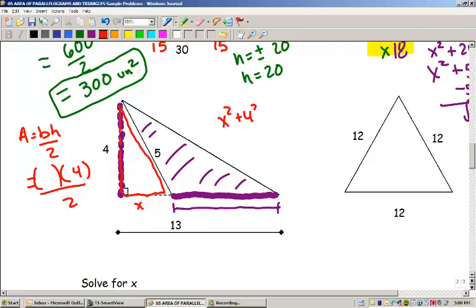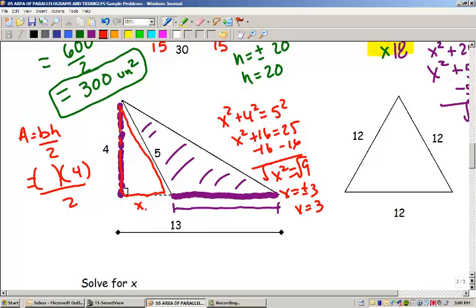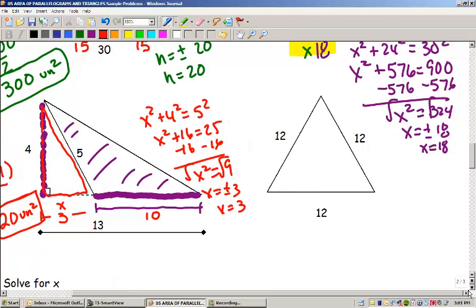I can go x squared plus 4 squared is equal to 5 squared. And I can go x squared plus 16 is equal to 25. Subtract 16, subtract 16. X squared is equal to 9. Square root. X is positive negative 3. But again, I only want the positive one. So if the whole thing is 13 and this is 3, this piece has to be 10, and that's going to be my base. So I end up with 40 over 2, which is 20 units squared. And that's the answer to that particular problem.